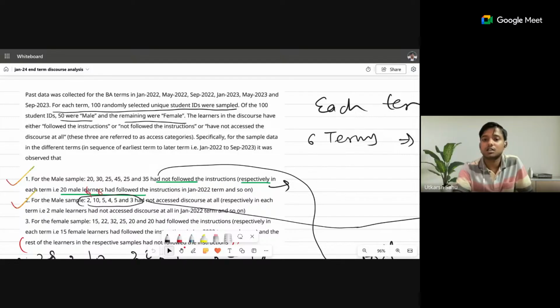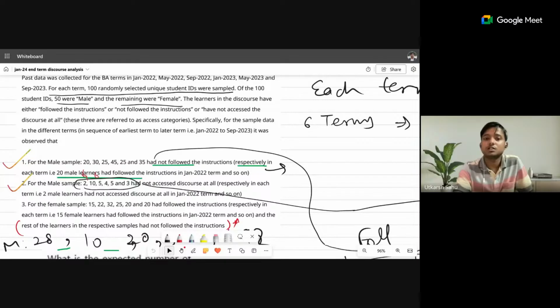So this information they are giving, and then learners in discourse have been given some category tag. They followed the instructions, did not follow the instructions, or did not access the discourse at all. These are the three categories. So what kind of categories are these? These are discrete variables. Every person belongs to one of these categories. Either he followed, or he did not follow, or he did not open discourse at all. There is no other possibility apart from this.